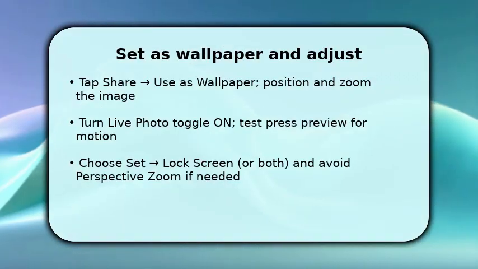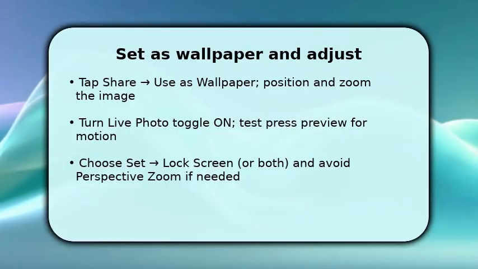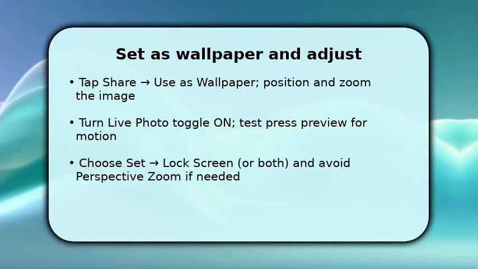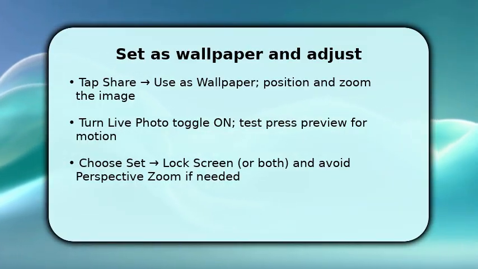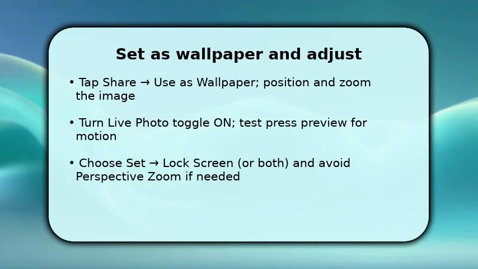Now apply the live photo as your wallpaper. Tap Share and select Use as Wallpaper, then position and pinch to zoom so the subject frames correctly. Make sure the live toggle is enabled so motion is preserved, and disable perspective zoom if parallax distorts the framing.